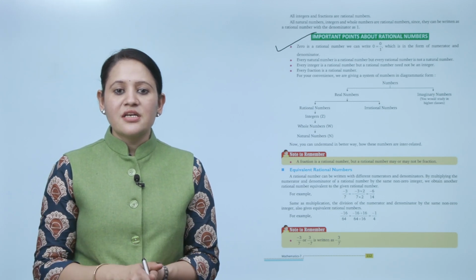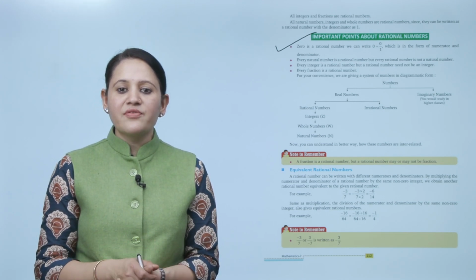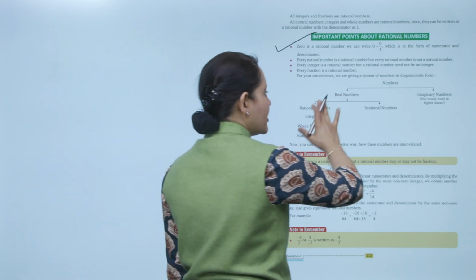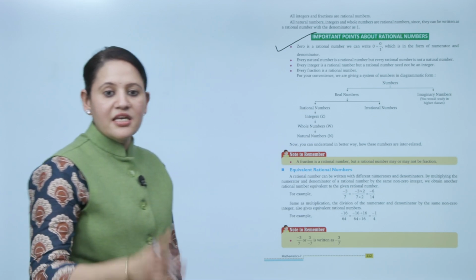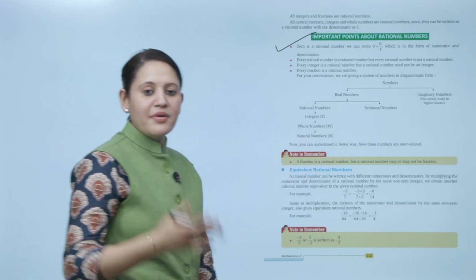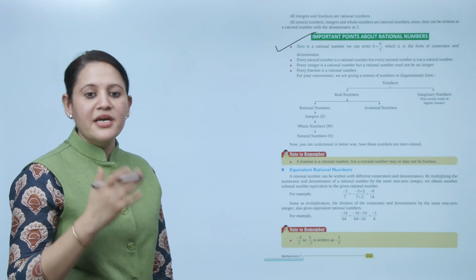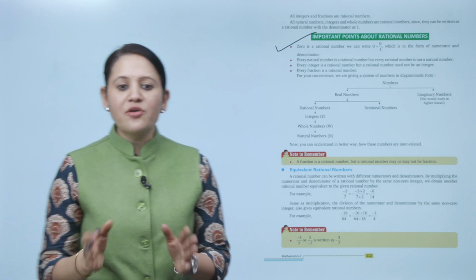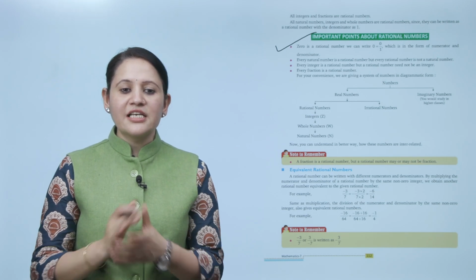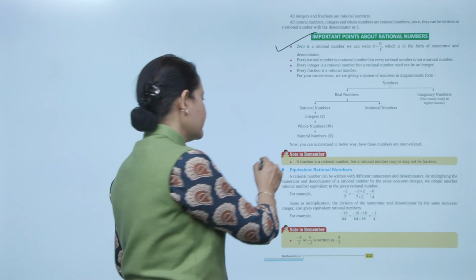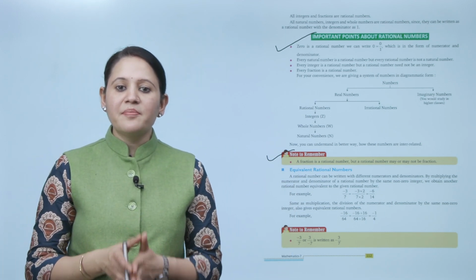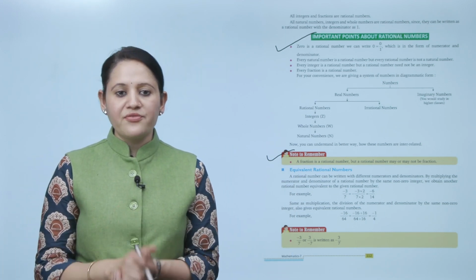For your convenience, we are giving the system of numbers in diagrammatic form. Numbers are divided into real and imaginary numbers. Real numbers are further divided into rational numbers and irrational numbers. Rational numbers are divided into integers, whole numbers, natural numbers. Clear? So now you can understand in a better way how the numbers are interrelated. Next is a note to remember: a fraction is a rational number, but a rational number may or may not be a fraction.